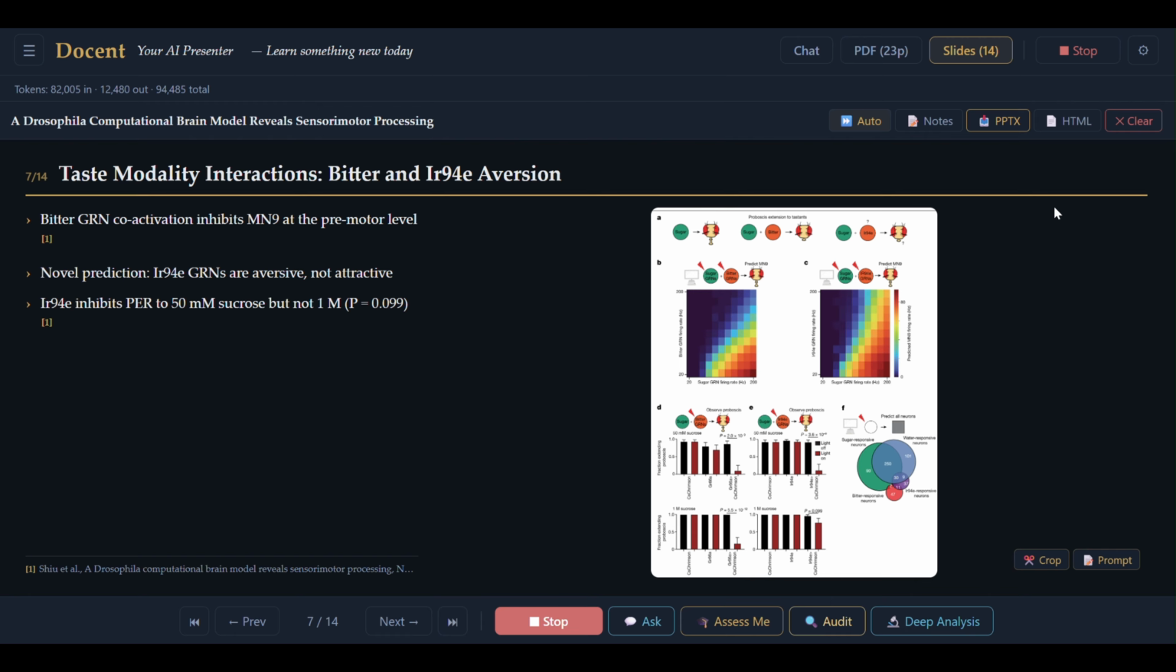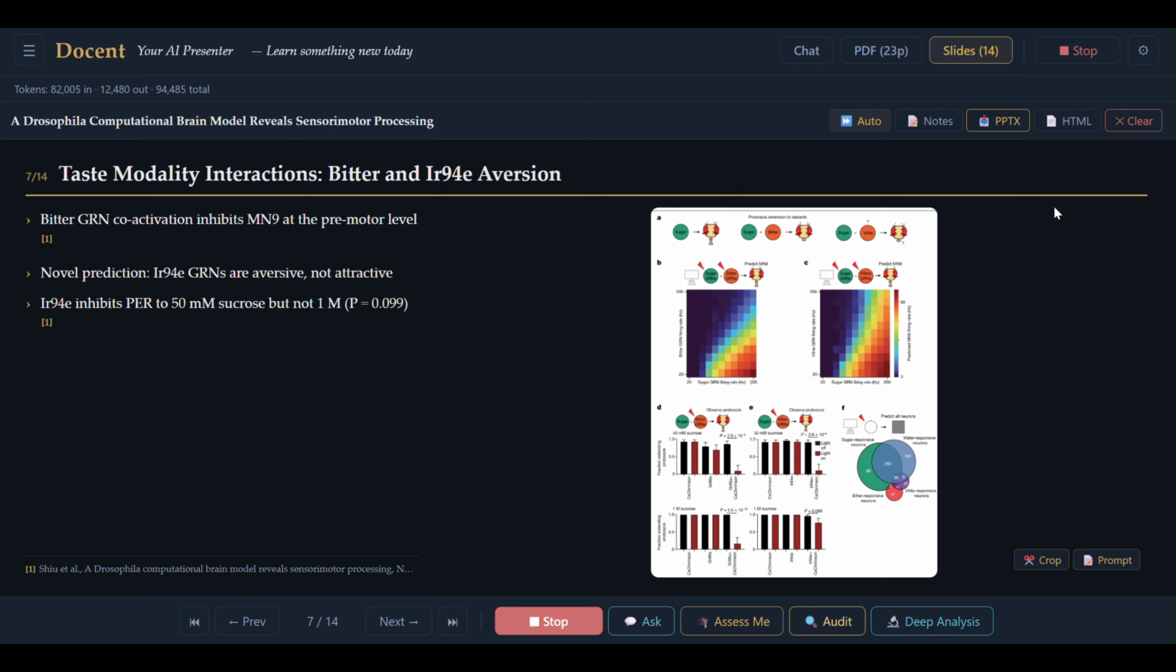Bitter activation eliminates MN9 firing even at high sugar concentrations, while IR94E activation reduces but does not eliminate MN9 at high sugar. The authors validate this quantitative distinction beautifully in panels D and E. Bitter optogenetic activation eliminates PER even to 1M sucrose, but IR94E activation fails to inhibit PER to 1M sucrose. P equals 0.099, not significant. This is a case where the model generated a genuinely novel, falsifiable prediction that was confirmed experimentally.